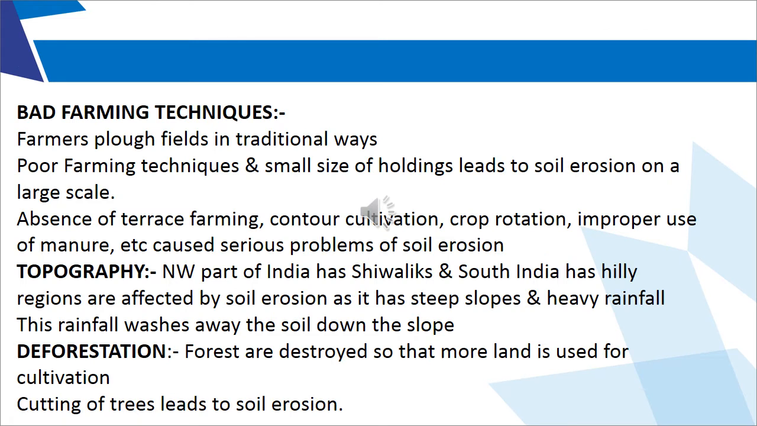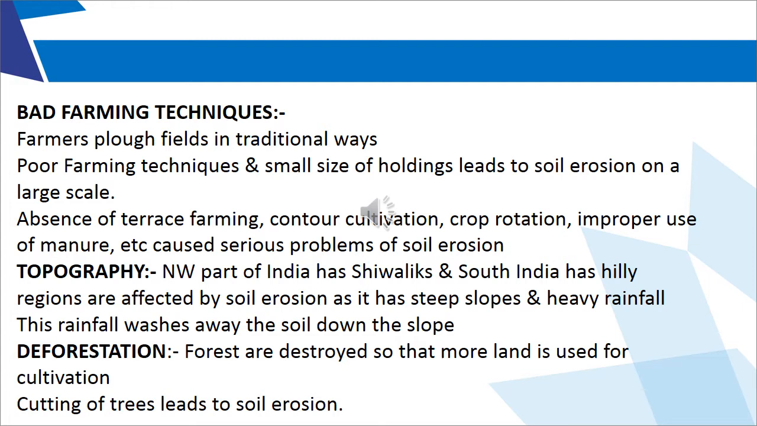The next is bad farming techniques. Now this basically means that the farmers till their fields in very traditional ways. The farmers have got very small land holdings, that is, the piece of land available to them is very small in size, and hence they have to use traditional methods. So there is an absence of methods like terrace farming, contour cultivation or crop rotation, which makes the soil more prone to erosion.